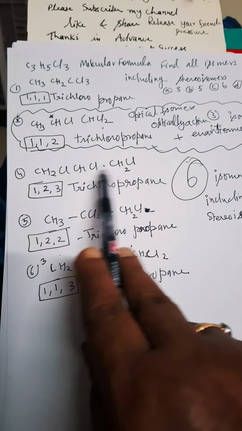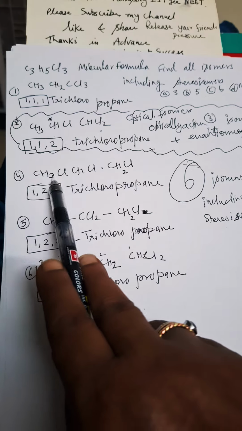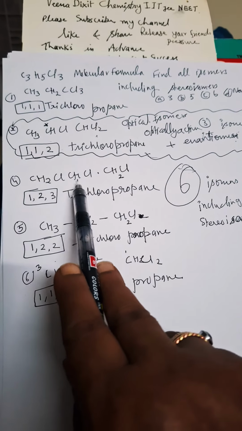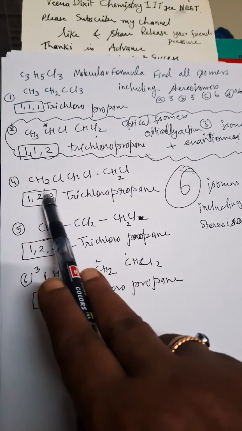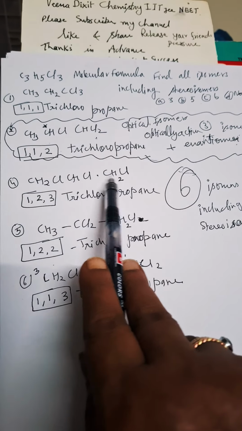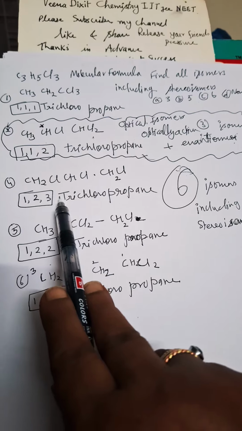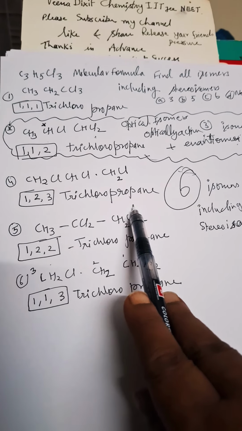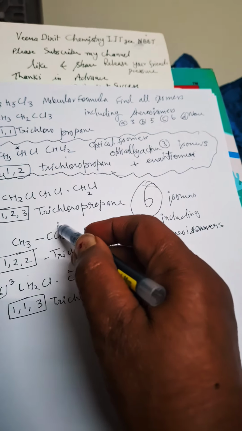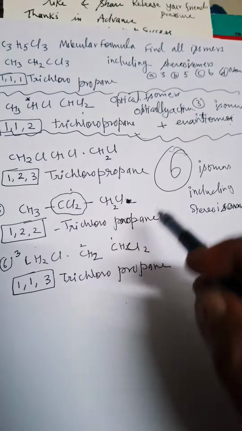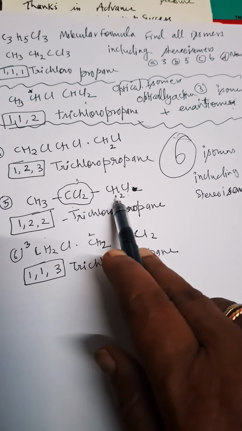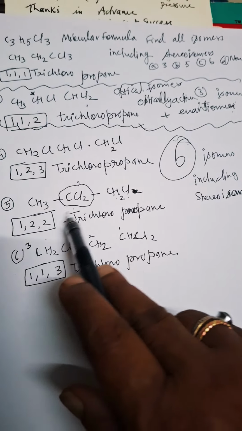put, attach one chlorine on each carbon. So CH2Cl, CHCl, CH2Cl. Okay, so first carbon, second carbon, third carbon, from anywhere we can name it. So 1, 2, 3 trichloropropane. How easy it is. Now we will take this central one. Now we will put 2 chlorines over here, 2 chlorines here, 1 chlorine here. Now it will be 1, 2, 2 trichloropropane.